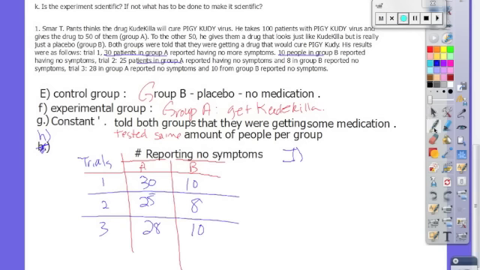Okay, so type of graph, there are basically 3 types. There's a line, a bar, and a circle. Circle only shows us a percentage of a whole, which is not what we're measuring here. We're just comparing 2 groups and their symptoms. Okay, so a circle graph would not work.